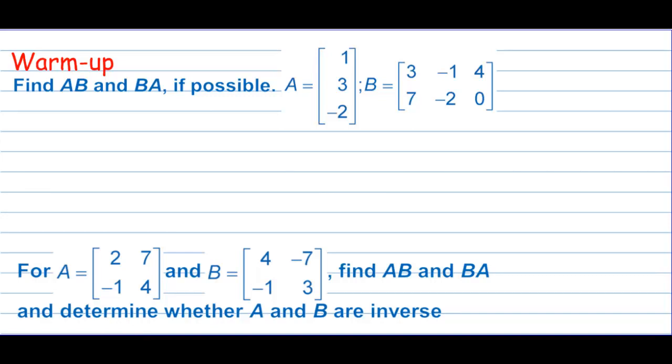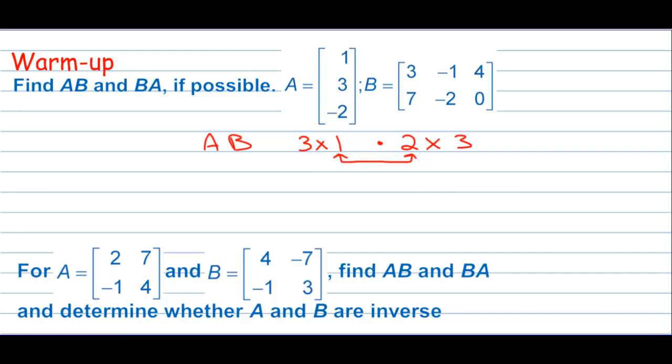Warm up. Find AB and BA if possible. We have, let's try AB. We have 3 rows by 1 column, and we're trying to multiply that by 2 rows by 3 columns. The inside dimensions do not match. We cannot multiply A times B.